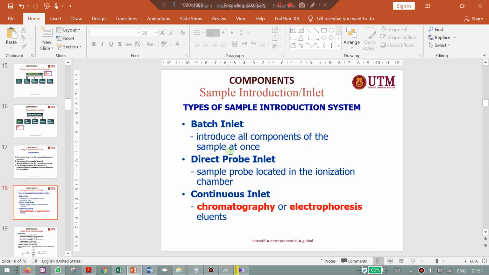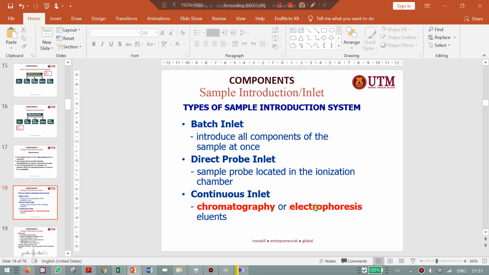The difference between batch inlet and direct probe inlet is that in batch inlet you are really separating the component of introduction to the ionization chamber, but in the direct probe inlet, the sample introduction is actually located in the ionization chamber. The continuous inlet involves the continuous flow of your analytes, of course in the HPLC, in the GC, or in the electrophoresis eluents. We can also divide by that. It's very simple.